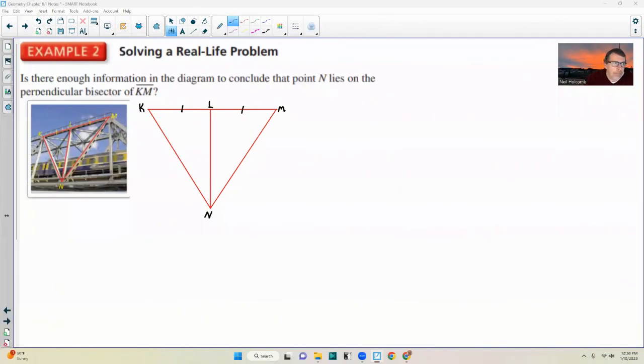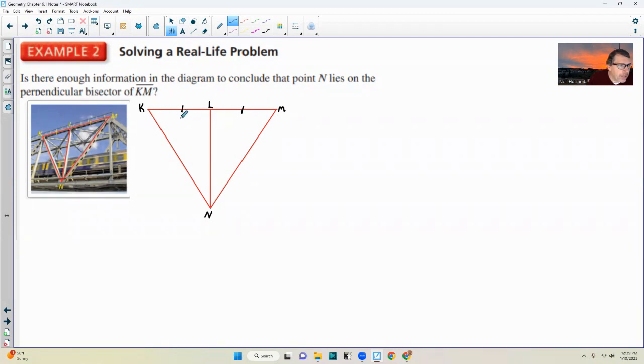Okay, example 2, solving a real life problem. Is there enough information in this diagram? So what I've done is I've taken this diagram and just brought the triangle itself out, labeling it K, L, M, and N, just like in the diagram. This is marked congruent to this, so KL is congruent to LM. Is there enough information in this diagram to conclude that point N lies on the perpendicular bisector of KM?